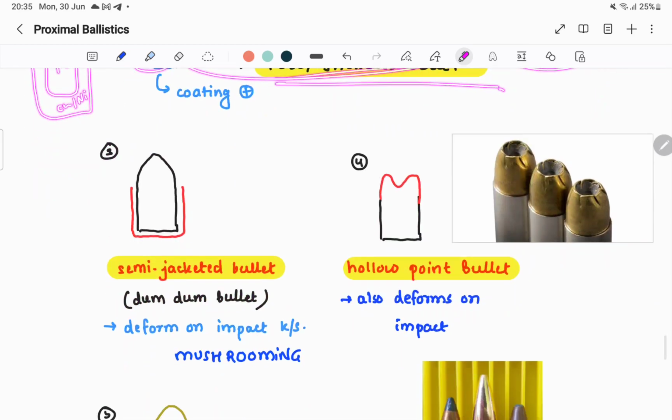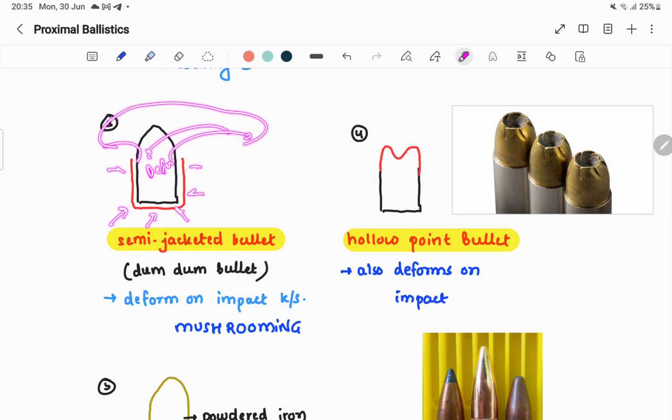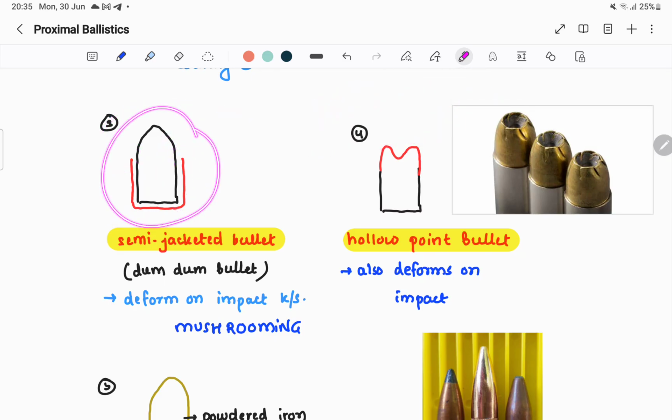It has maximum penetration. Semi-jacketed, what is semi-jacketed? It is called the dum-dum bullet. The coating is there only on the terminal portion. This portion will not be deformed, but the uncoated portion deforms and spreads like this. This is called mushrooming: deforming on impact.